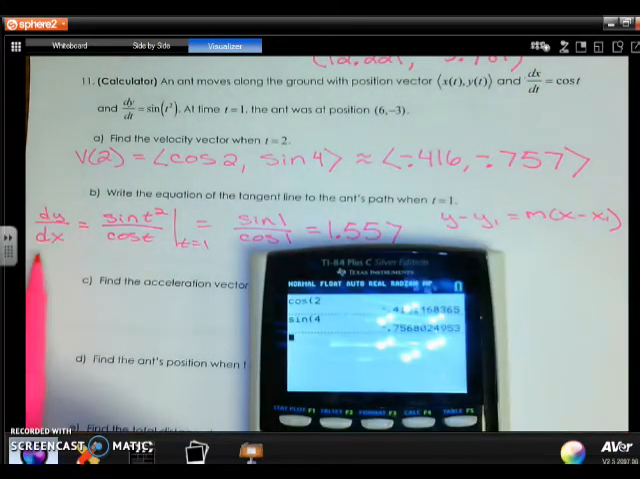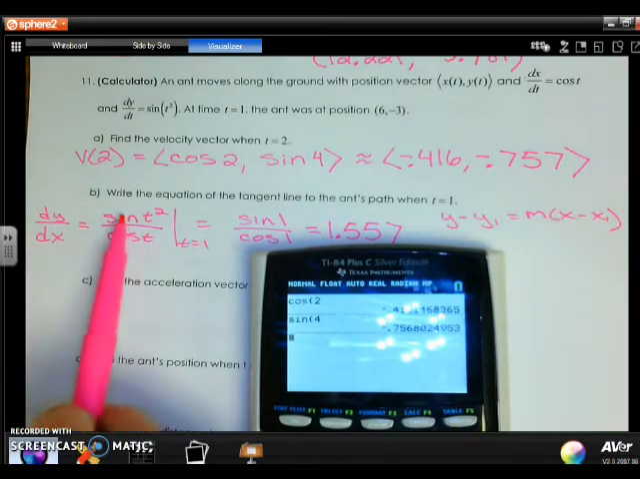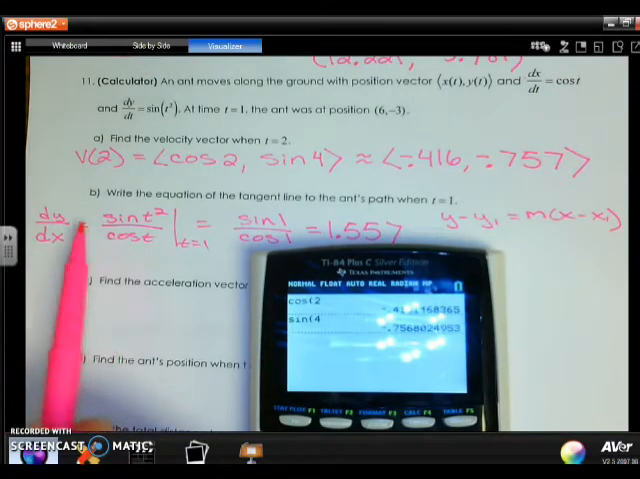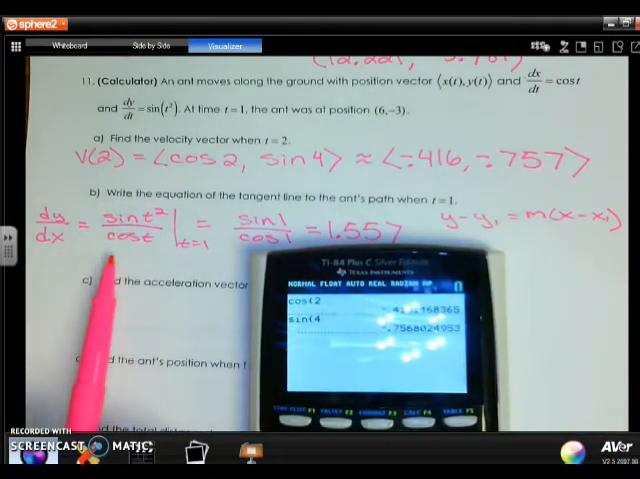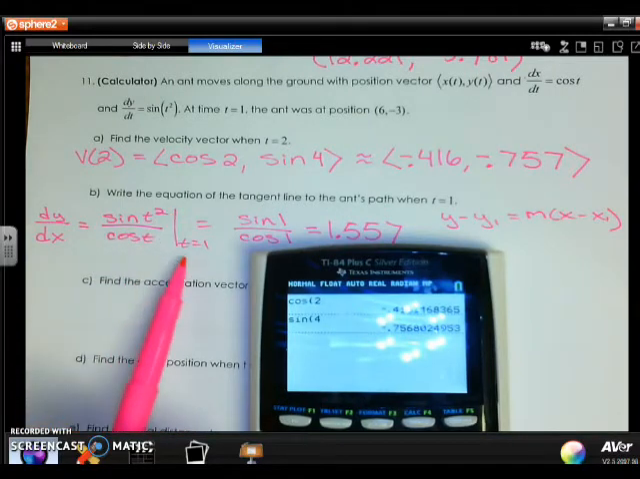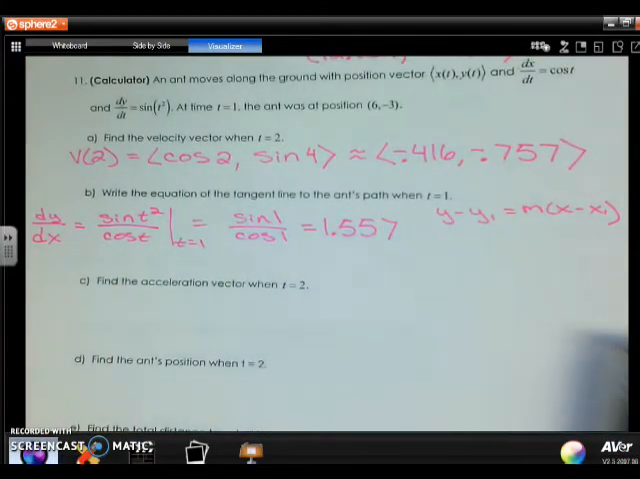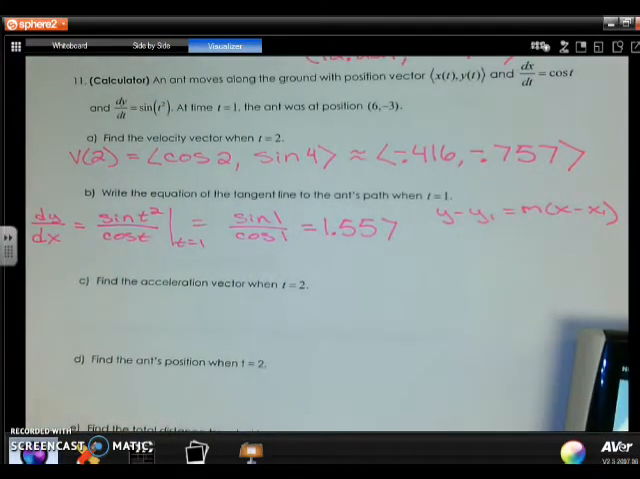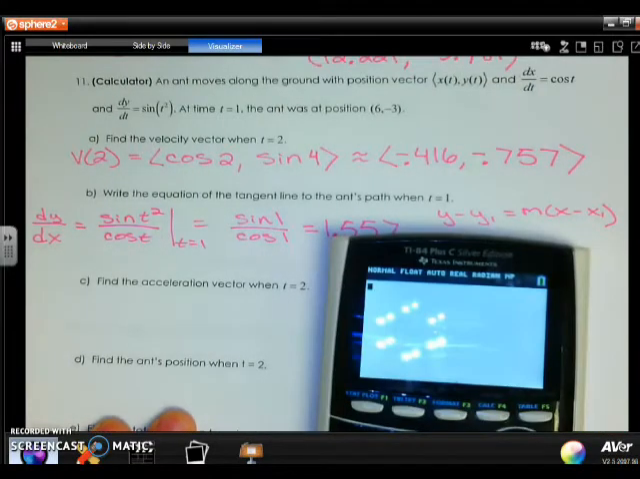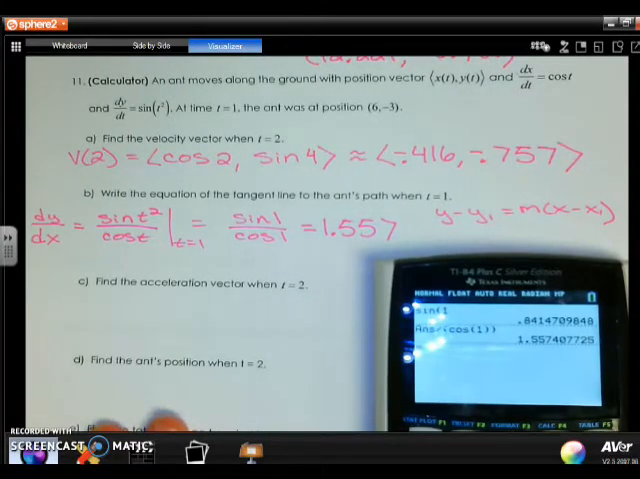Well, it's dy/dx, and we already know that means it's dy/dt over dx/dt. So they gave me those. I plugged those in there, and I got t equals 1. And then when I plug in t equals 1, that's sine of 1 over cos of 1. And you can type that right into your calculator. So you got sine of 1 divided by cosine of 1, and I got that 1.557 number.